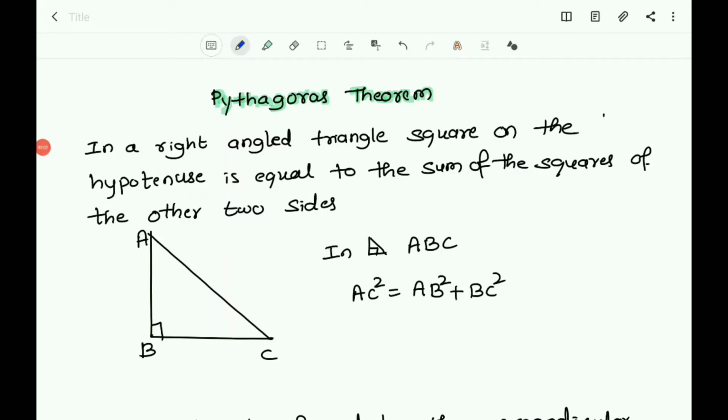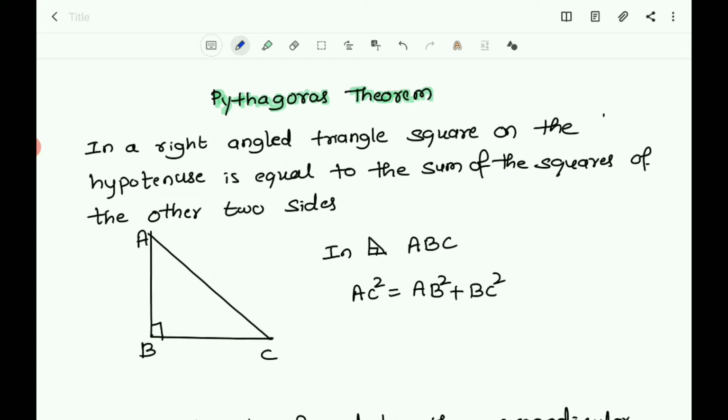Children, it is a continuation of the chapter Triangles. Now let us go through Pythagoras theorem. You are already familiar with the Pythagoras theorem from your earlier classes. What is the statement of the Pythagoras theorem? You know it is, in a right angle triangle, square on the hypotenuse is equal to the sum of the squares of the other two sides.